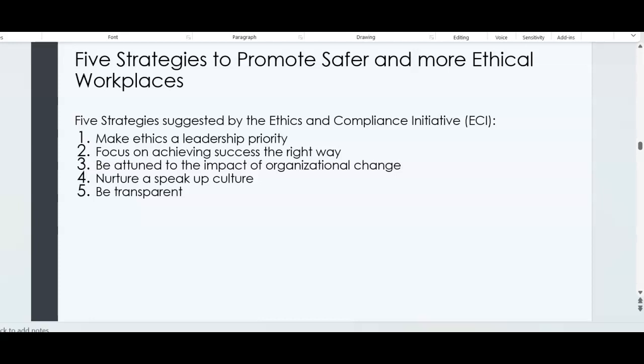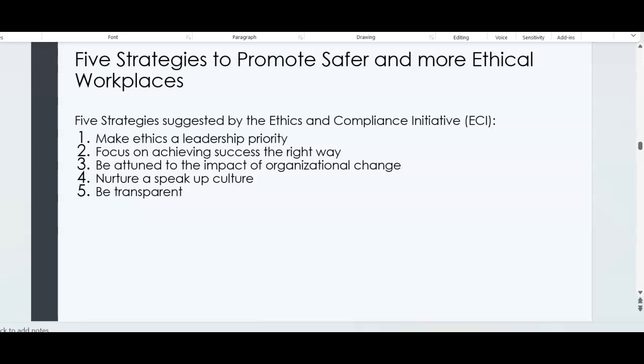Number 1 is making leadership a priority, having ethical leadership so that if employees are ever uncertain of what's right or what's wrong, they know they can go to their supervisor, their manager, and receive appropriate guidance. Focus on achieving success the right way, not taking shortcuts, not damaging those that we have to interact with in order to set our company ahead.